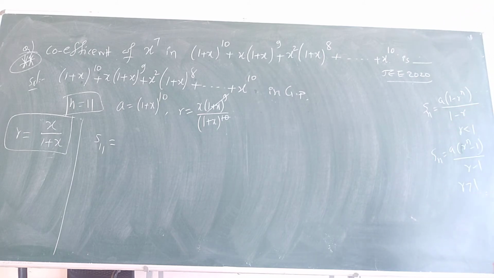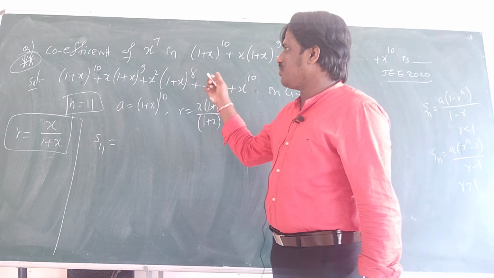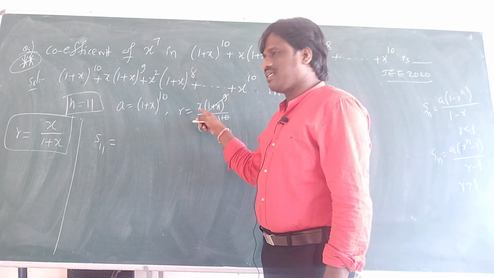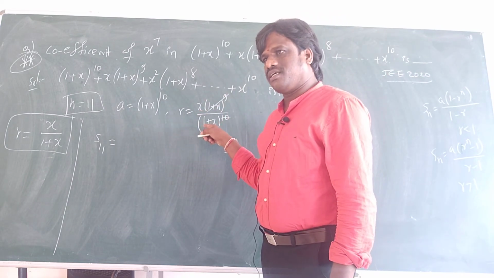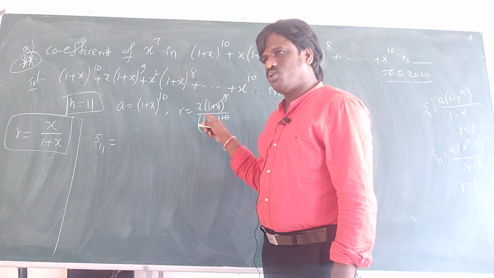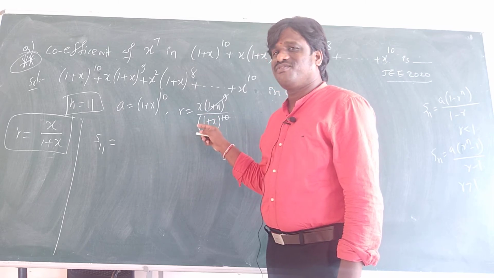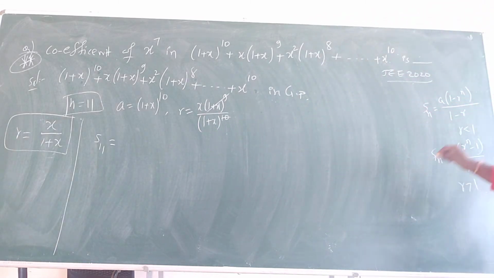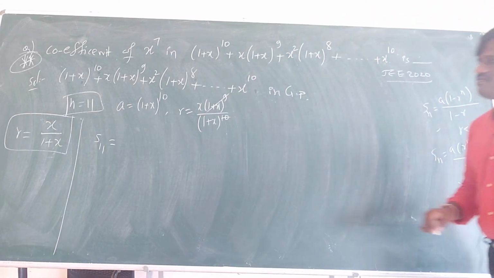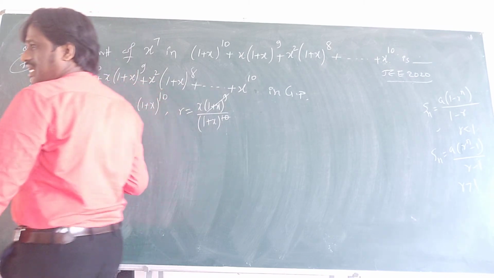Second one? Why? x is some number, we don't know it here. Take x as 2: 2 by 1 plus 2, that is 2 by 3. So the first one. Sn, the first one you have to take. So I am taking S11.